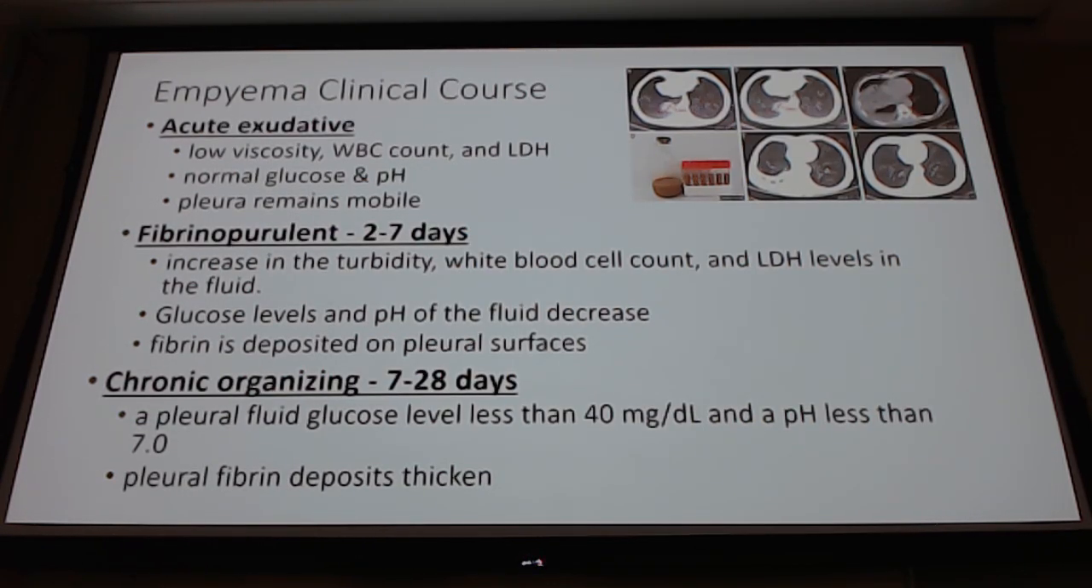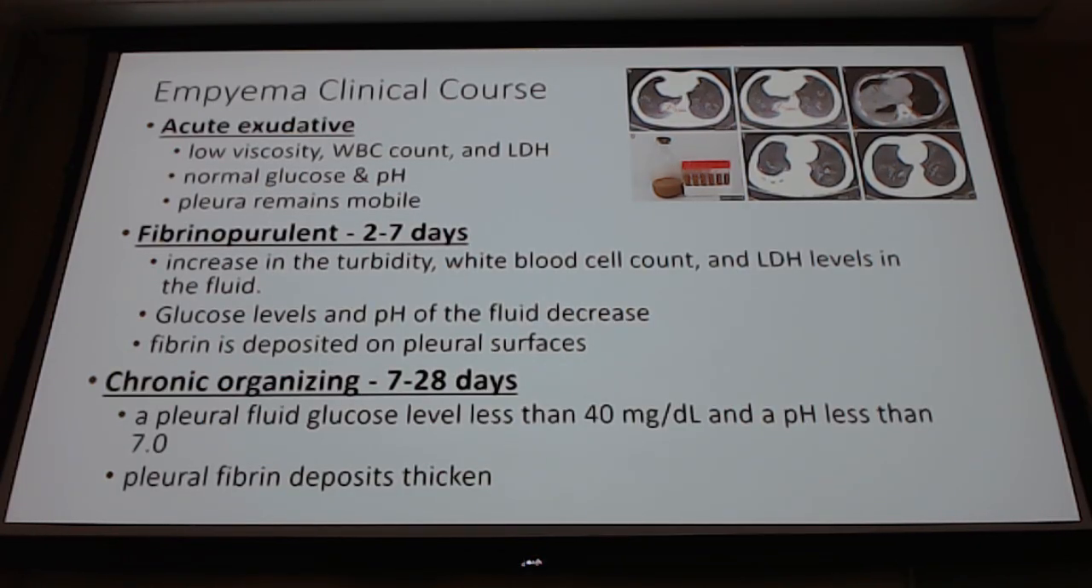So this is the clinical course of empyema. You have some fluid, the acute exudative type process. It's low viscosity, you have a low white count, low LDH, and the glucose and pH are normal. So it's just the very start of an infection.